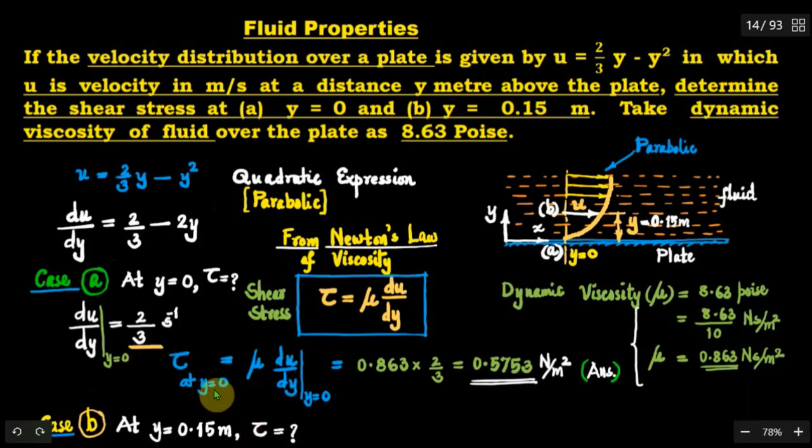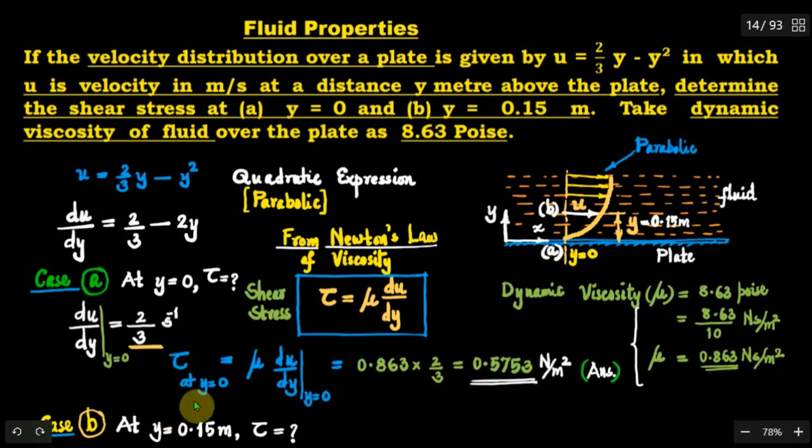Then shear stress at y is equal to 0. What you should do is, take the dynamic viscosity mu multiplied by the velocity gradient at y is equal to 0. The dynamic viscosity is given as 8.63 poise, and we have to convert that into SI units. So 1 poise is equal to 1/10 Newton second per meter square. Therefore 8.63 poise is equal to 8.63 divided by 10 Newton second per meter square, or Pascal second. So mu is equal to 0.863, that you should substitute over here.